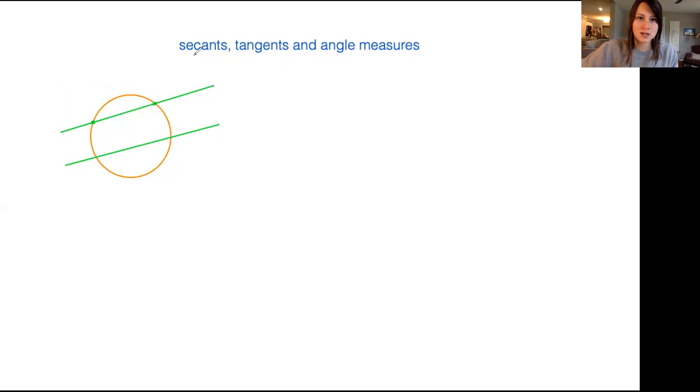And so a secant is a line that intersects a circle at 2 points. So we're going to take a look at some angle measurements that we notice when there are secants and tangents, okay? So this is a secant here, right? 2 points, and this is a secant here. That's 2 points right there.